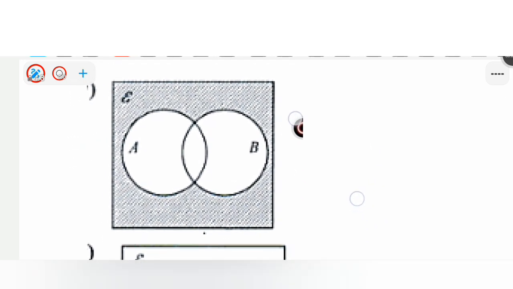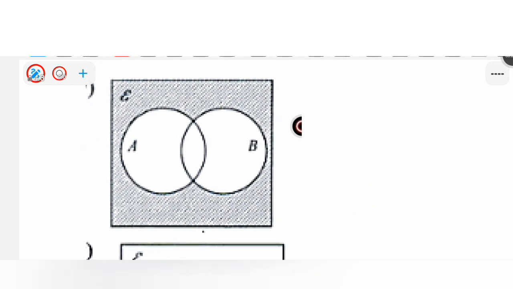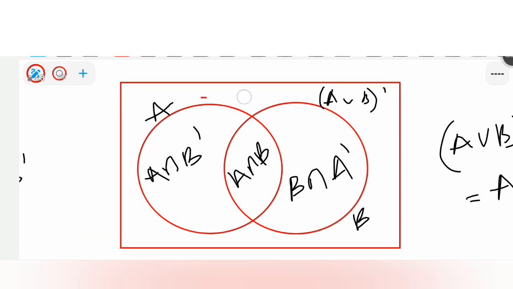Now for this next one, you can see that what was shaded is outside A and B. That's what they shaded, outside of A and B. The shading is not affecting inside of A or inside of B. So compare it with what you have. If you compare it, you see that they shaded the outside. And what is the outside? The outside is always A union B prime or A union B complement.